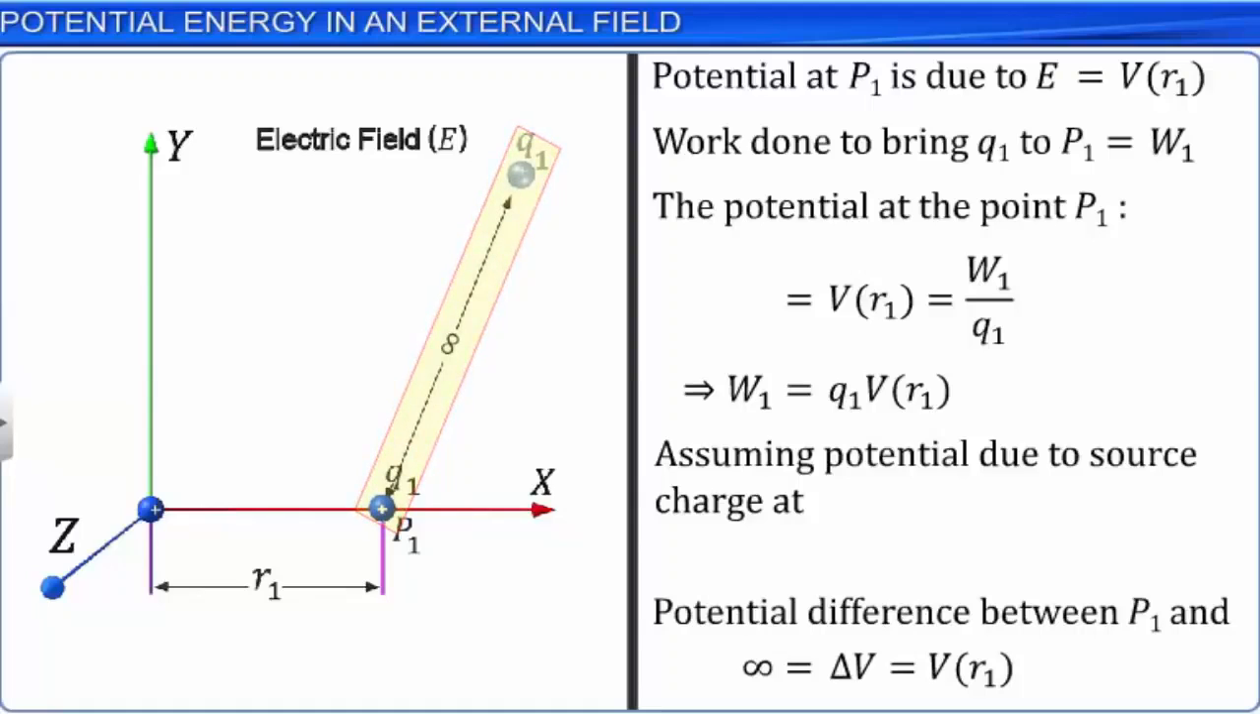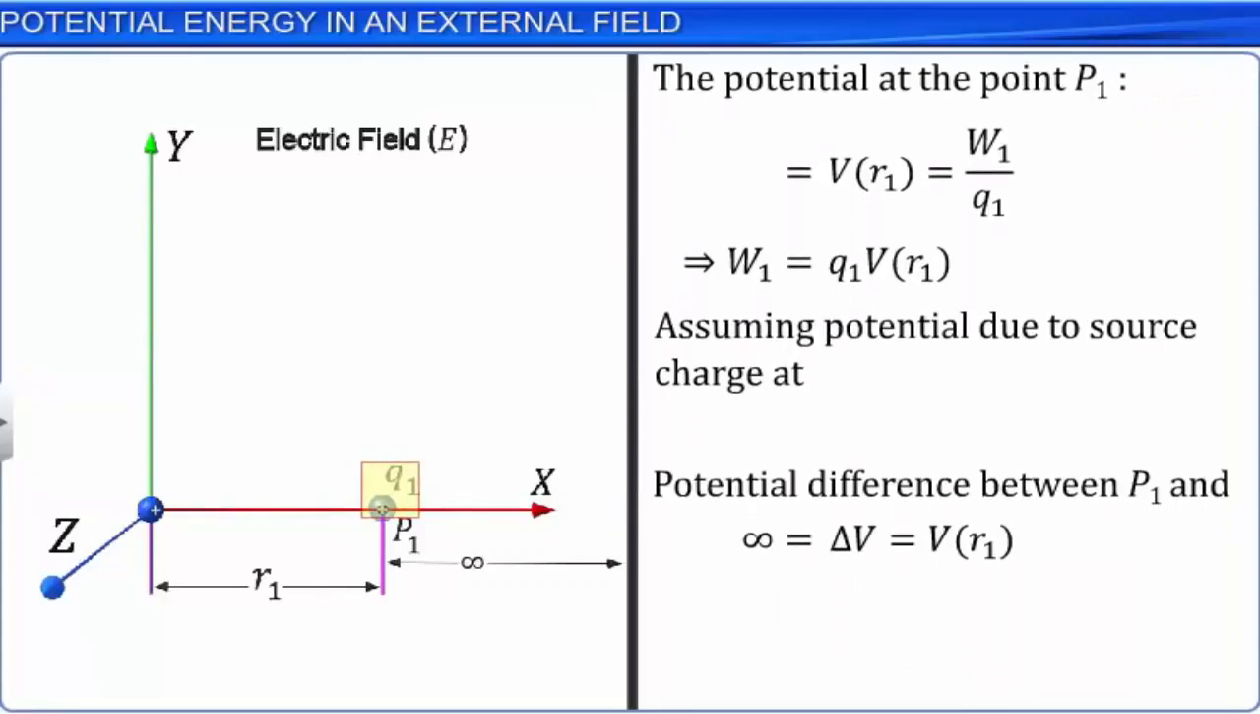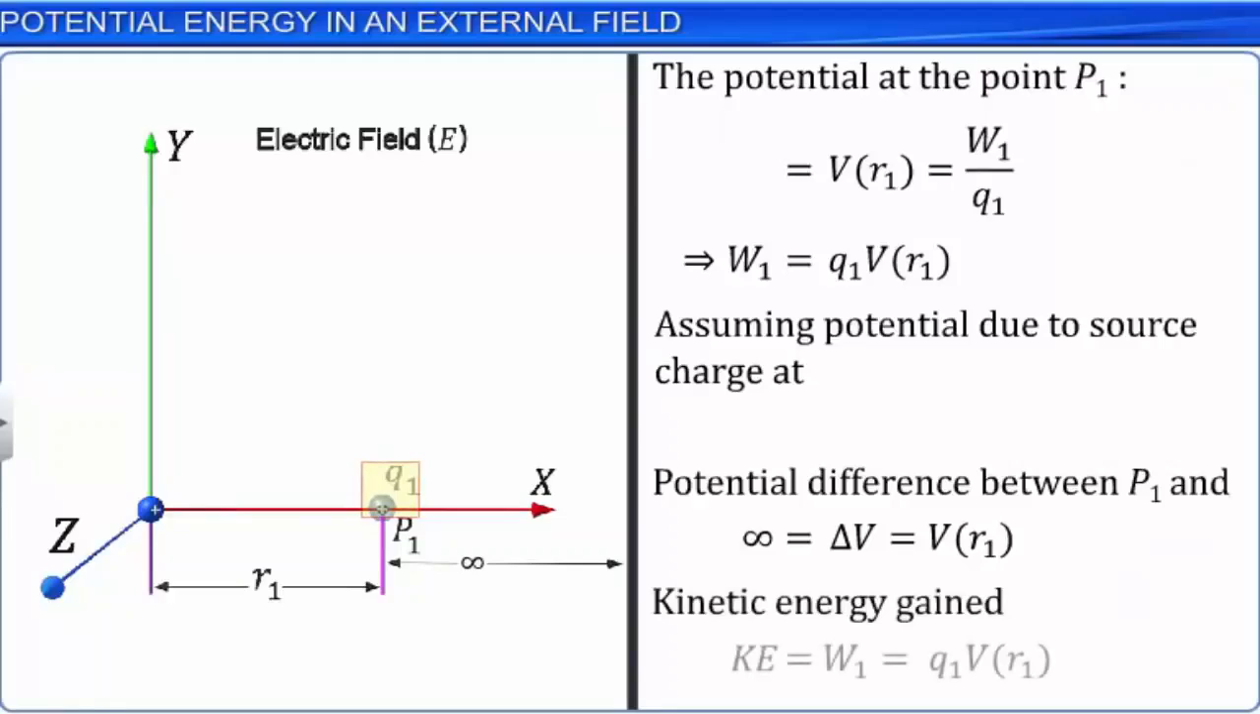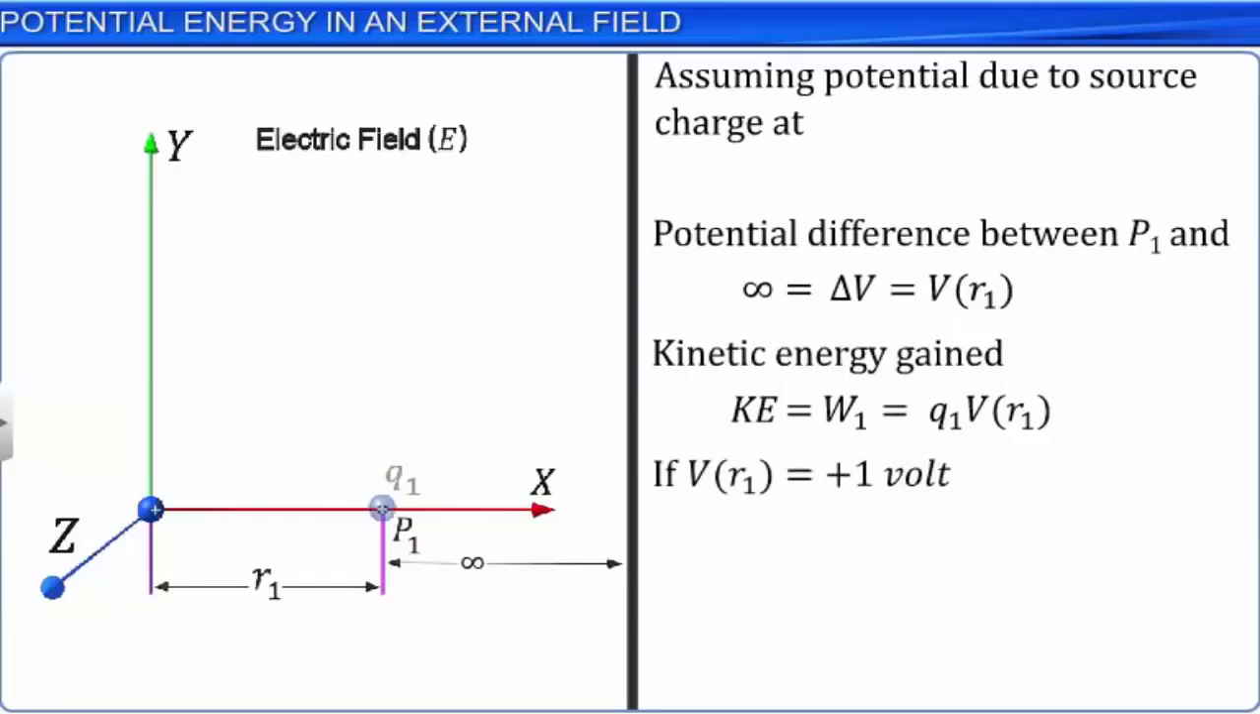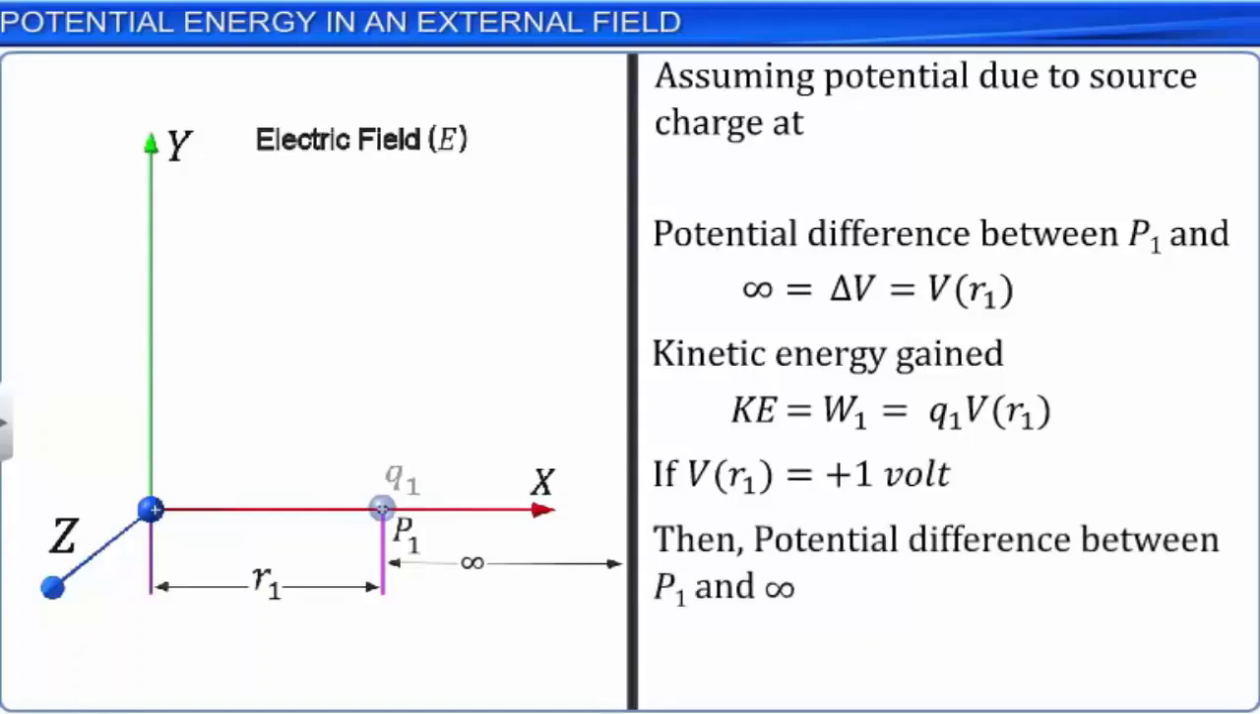Now, if Q1 is released at point P1, it moves away in the direction of the electric field to infinity and gains kinetic energy equal to W1 when it reaches infinity. If V of R1 is plus 1 volt, then the potential difference between the point P1 and infinity is delta V equal to V of R1 minus V infinity, which is equal to plus 1 volt.